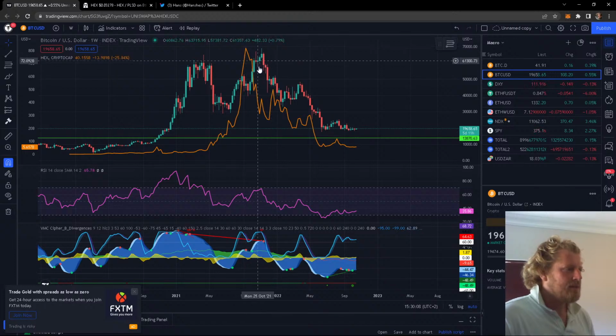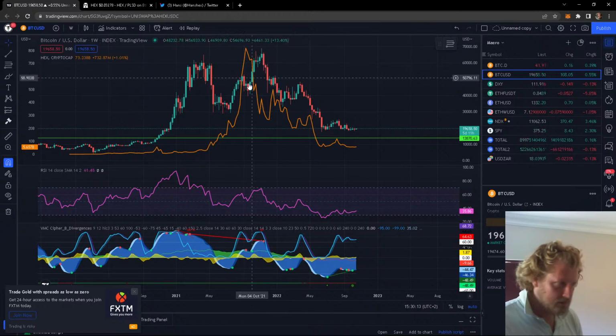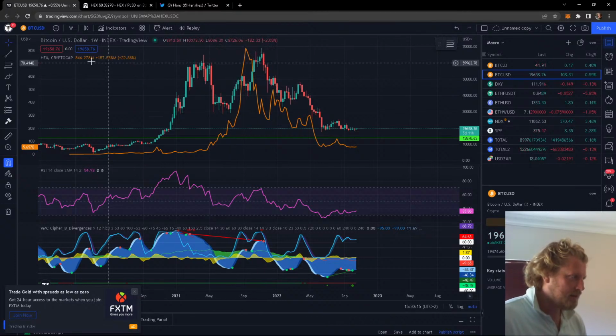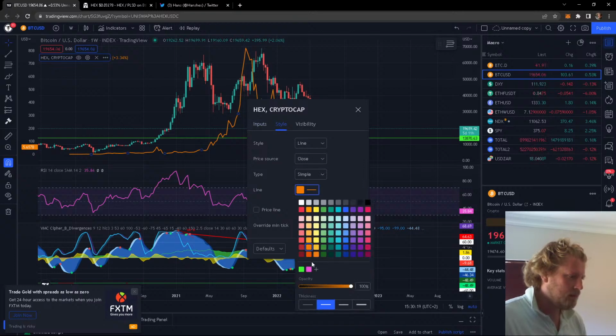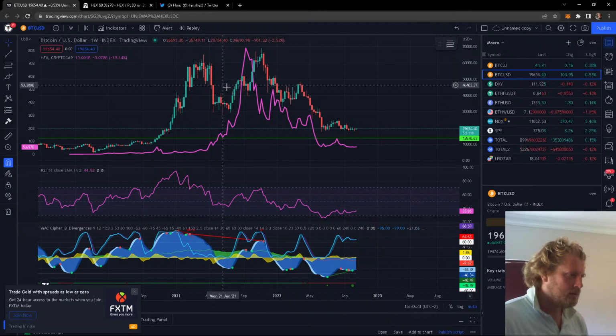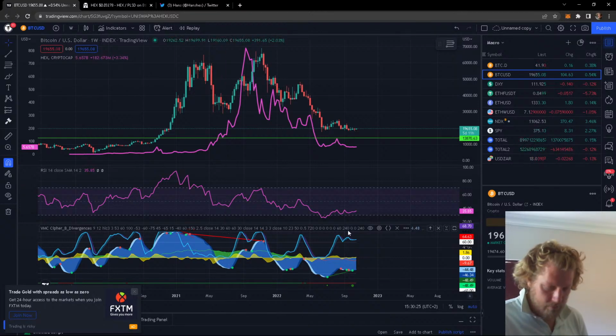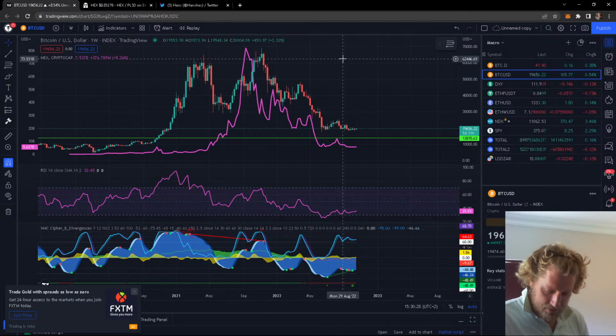So Hex actually bottomed a few weeks before. Okay, let's just keep on and take a look at that. Let's change the color to purple. Interesting. Obviously it's not going to be accurate, but we'll take a look at that.